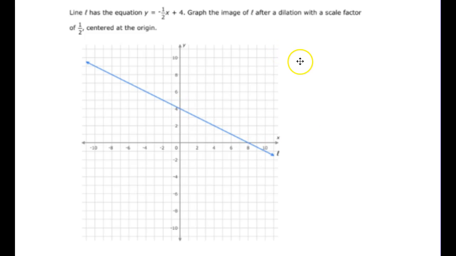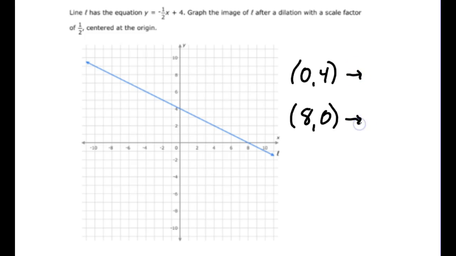The ordered pair for the y-intercept is going to be 0, 4, and the ordered pair for the x-intercept is going to be 8, 0. So now if we perform this dilation, there's a scale factor of 1/2. So if we multiply each of these coordinates by 1/2, now we would get the ordered pair 0, 2 and 4, 0. So I'm going to plot these points. We've got the y-intercept 0, 2 and 4, 0.